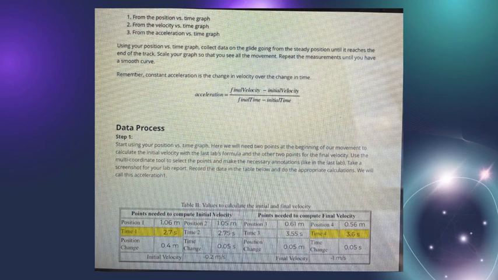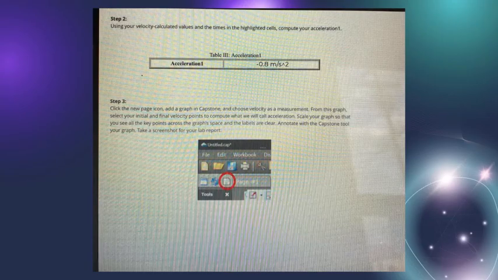Our points needed to compare final velocity, which was a position number 3 as shown, was 0.61 meters. Our time 3 was 3.55 seconds. Position change was 0.05 meters. And our position 4 was 0.536 meters. Time 4 was 3.6 seconds, and our time change was 0.05 seconds, resulting in a final velocity of 4 meters per second.